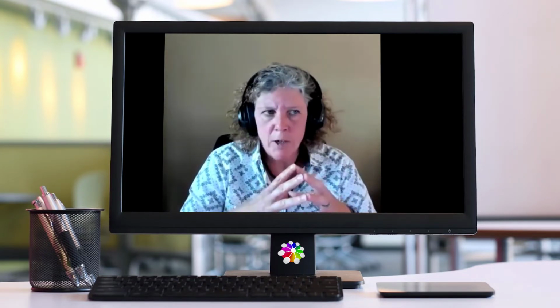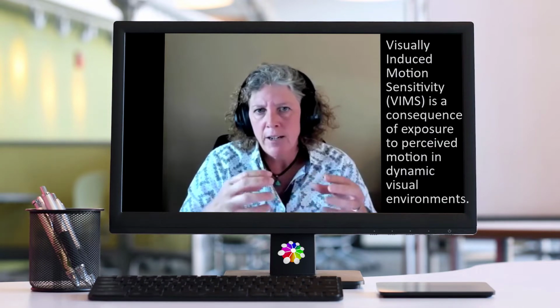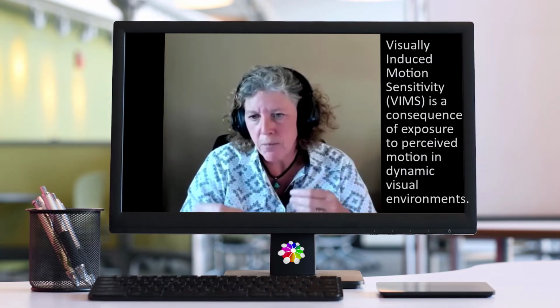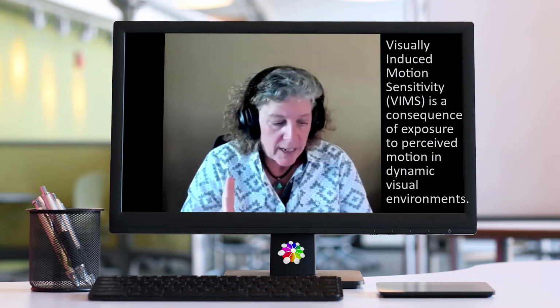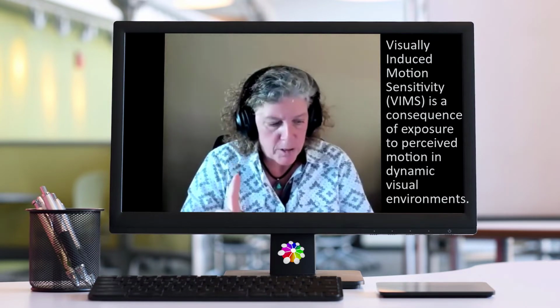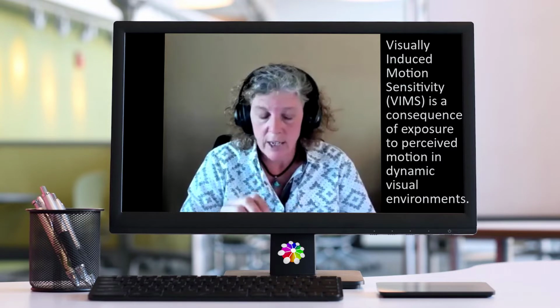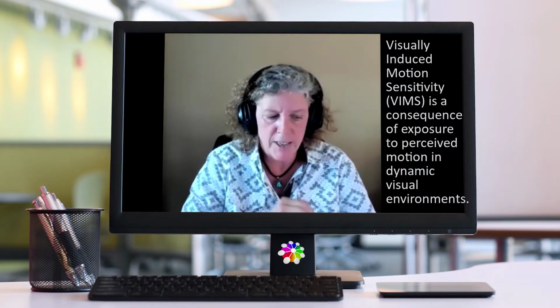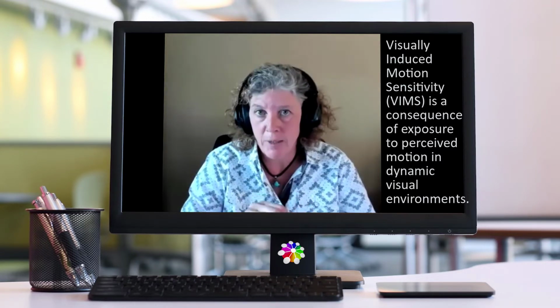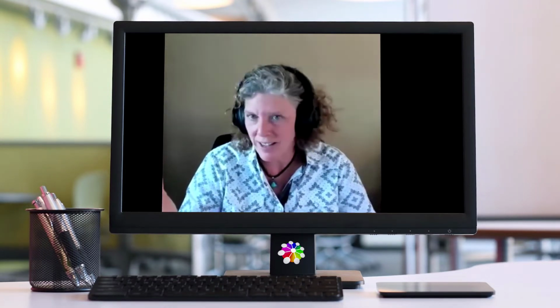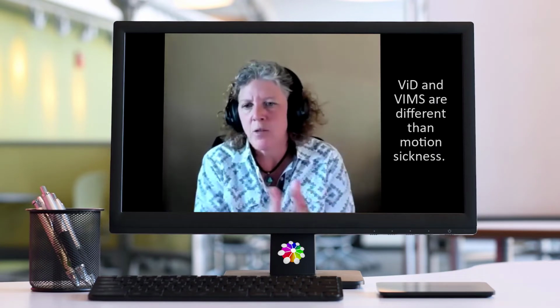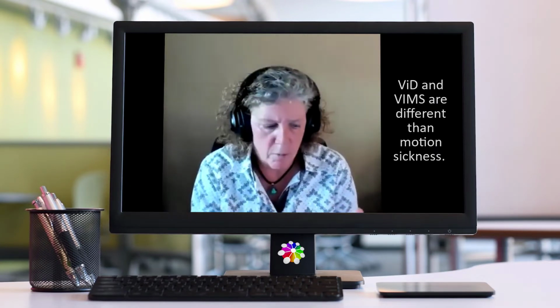And then you may also have come across the acronym visually induced motion sensitivity. And I'll read that definition to you as well. It is a consequence of exposure to perceived motion in dynamic environments. So this would be more like virtual reality or being in a movie theater. And then of course, these are both different than motion sickness.